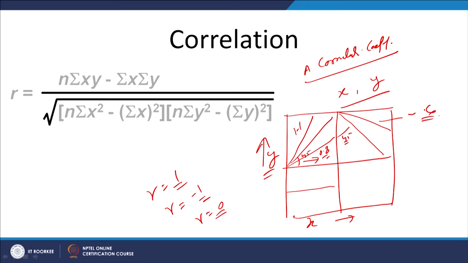If it is decreasing more sharply, at an angle greater than 45 degrees, say a negative slope of 60 degrees, then in that case the correlation coefficient may be like minus 1.2.